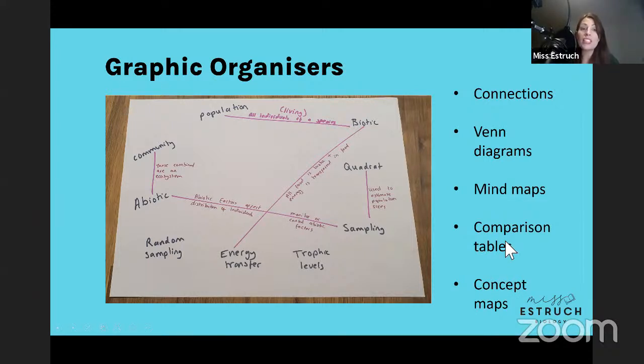Comparison tables, that's another great way. Instead of making traditional notes, you could do comparison tables. So for example, you can have a comparison table for optical microscopes and electron microscopes, or prokaryotic cells and eukaryotic cells, DNA, RNA. So instead of just writing out your notes, create comparison tables, because comparison questions are really, really common.